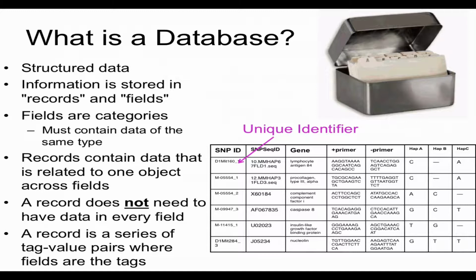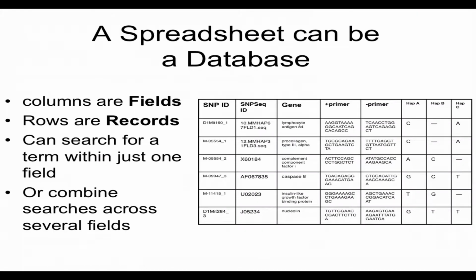So records contain data that's related to one object. A record does not need to have data in every field. And you could also think about this, going back to the previous metaphor, that it's a tag value, right? The tag is the name, the SNP ID, and the value is what that ID is. The gene name, the description, header, whatever the description text might be.